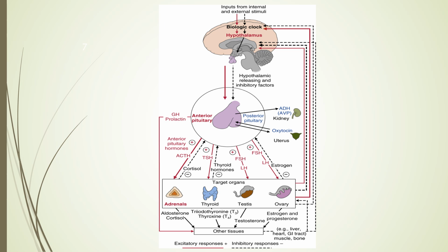When there are problems with releasing tropic or stimulating or effector hormones, or if the target tissues don't respond properly, it can lead to endocrine disorders. The anterior pituitary gland controls hormones like adrenocorticotropic hormone, which affects the adrenal gland, thyroid stimulating hormone, which influences the thyroid gland, growth hormone, prolactin, follicle stimulating hormone, and luteinizing hormone. The posterior pituitary gland controls hormones like oxytocin and antidiuretic hormone.